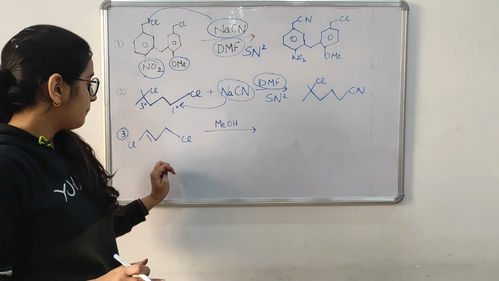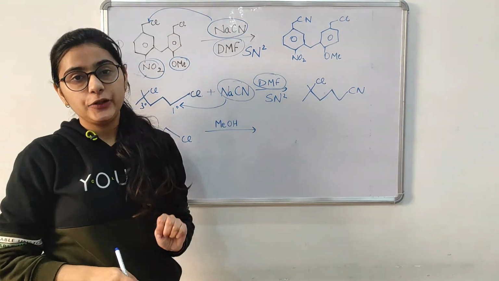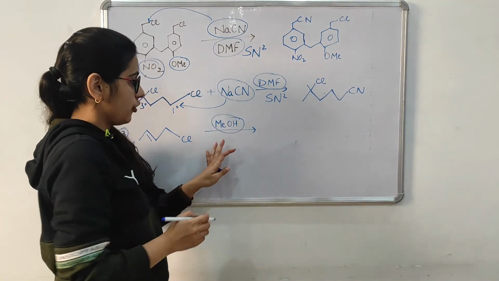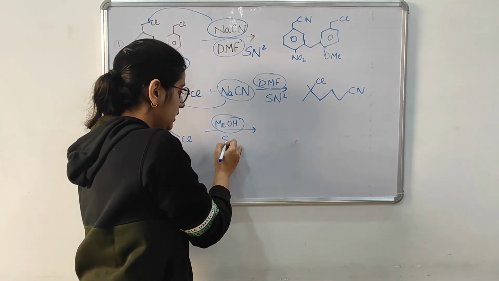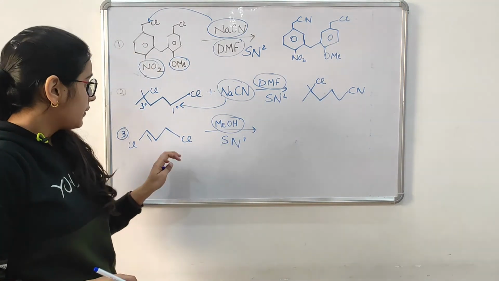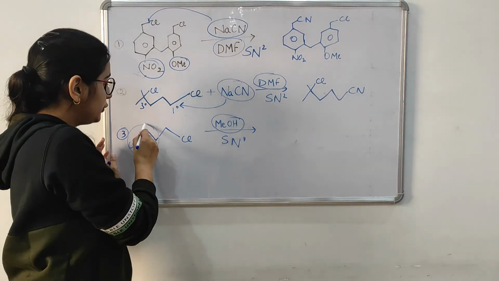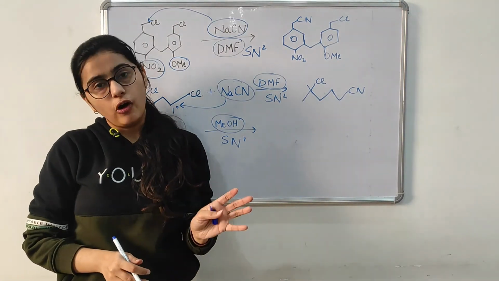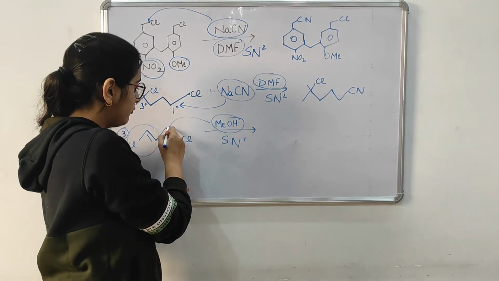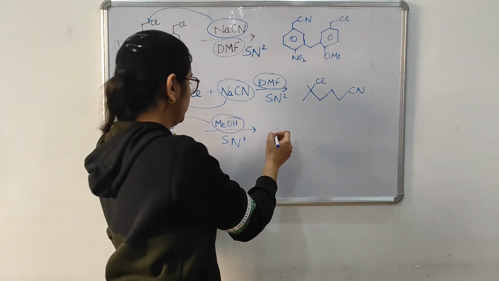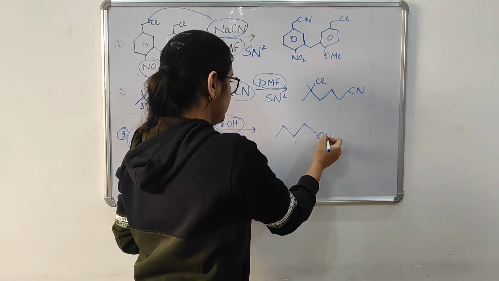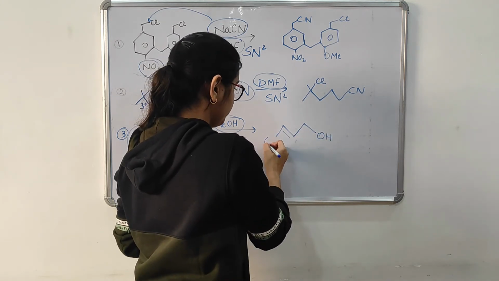Now in the third example, we do not have any nucleophile. We only have a polar protic solvent. So this will be our SN1 reaction. As you know, this aryl halide does not give SN1 or SN2 reaction. So this MeOH will have to attack on this carbon only, and we will get this product.